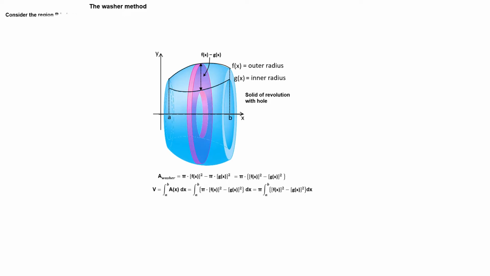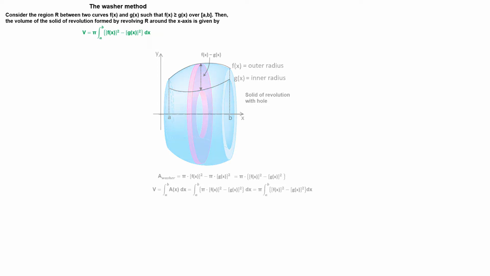Consider the region R between two curves f of x and g of x, such that f of x is greater than g of x, for an interval in x from x equals a to x equals b. Then the volume of the solid of revolution formed by revolving R around the x-axis is given by the following. Note that the integral involving the inner radius represents the volume of the hole and is subtracted from the integral involving the outer radius.